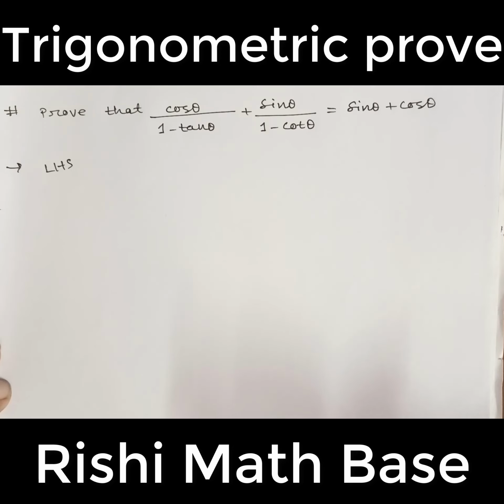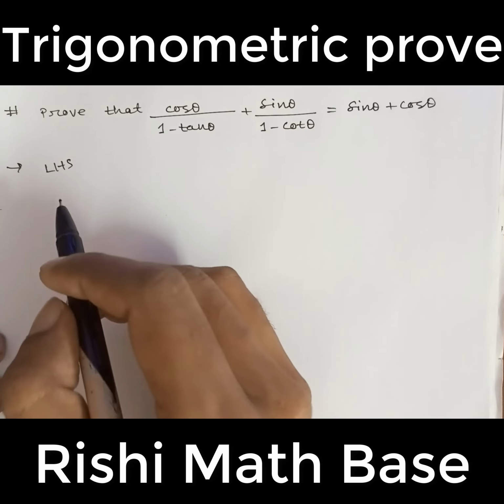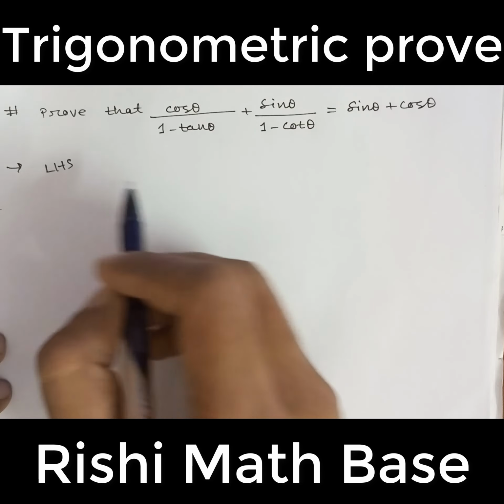Hello everyone, now we will solve this problem where we can see that cos theta by 1 minus tan theta plus sin theta by 1 minus cot theta is equal to sin theta plus cos theta. We have to prove this. Let's solve this. First of all, we will take the left hand side.